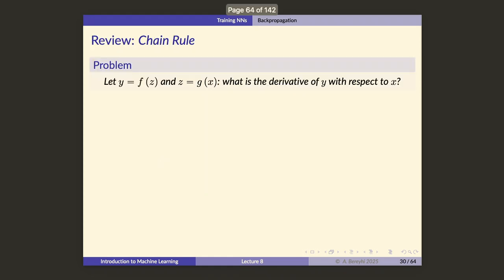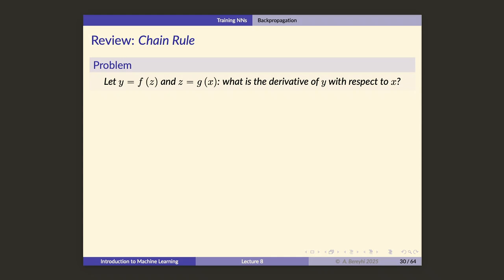Now let me break it down to a very simple problem. I have a nested function, so y is a function of x through z. I want to compute the derivative of y with respect to x, but I don't want to do it analytically. That means I'm not going to put x inside z, do the whole calculation, find the final expression and take the derivative. This is of course not feasible on computers.